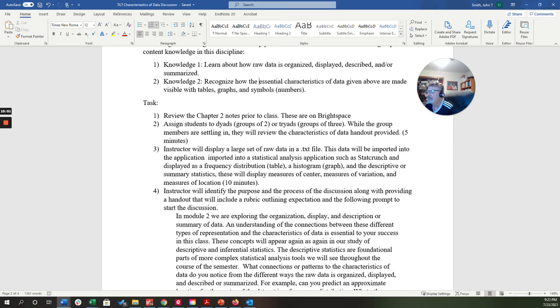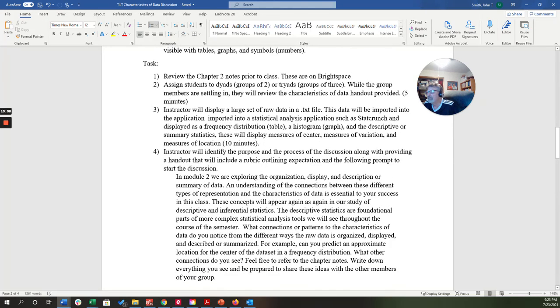And then I'll identify the purpose and process of the discussion, along with providing a handout that will include the rubric outlining the expectations and the following prompt to start the discussion. Now, I only go in with one prompt, and then I float around the room listening. And I have been teaching this course a long time, so I'm pretty good at asking Socratic type questions to help people get unstuck. But for the most part, I hope to be teaching with my mouth shut here.